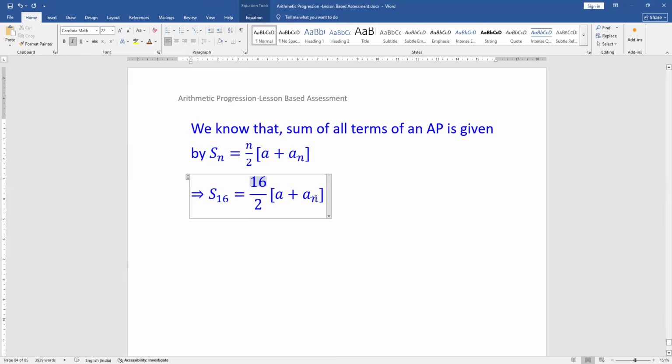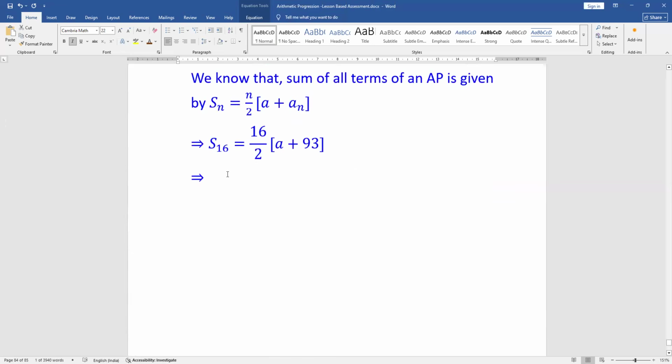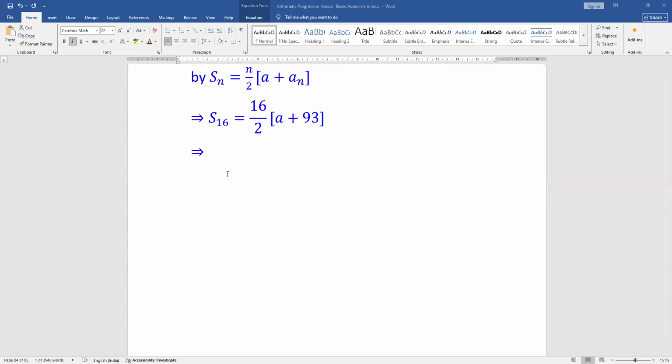Then A plus, what is An, people? An is 93, correct? So just replace it with 93 and then I move on to the next step. In my next step, I write what? S16 is how much? S16 is 768, correct? So I'm going to write 768 equals 16 by 2, 16 by 2 is 8, into A plus 93. I can close the bracket.